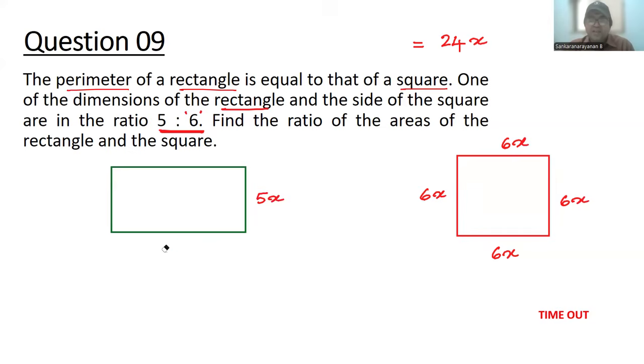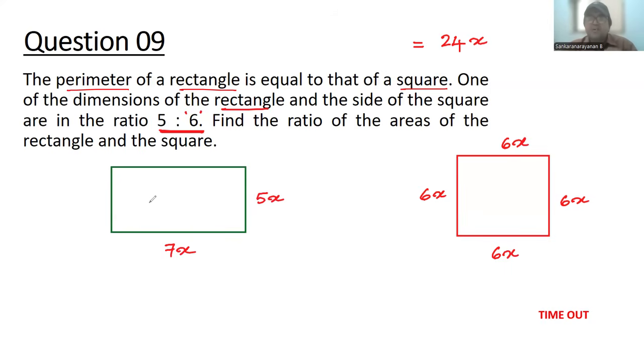Okay, so the P value I just now found out, I can say that is equal to 7x. Now see, the perimeter of the rectangle, 2 into 12x, 24x, is equal to the perimeter of the square, that is also 24x. You can see that the ratio of one of the sides of the rectangle, 5x, and that of the square, 6x, they maintain that 5 is to 6 ratio. All the conditions are satisfied.